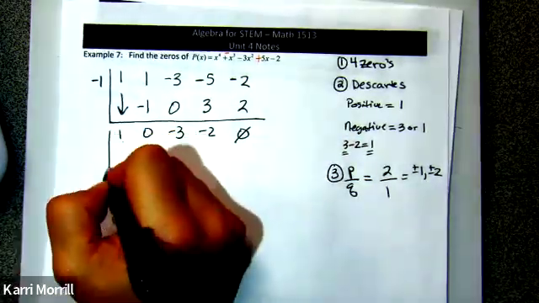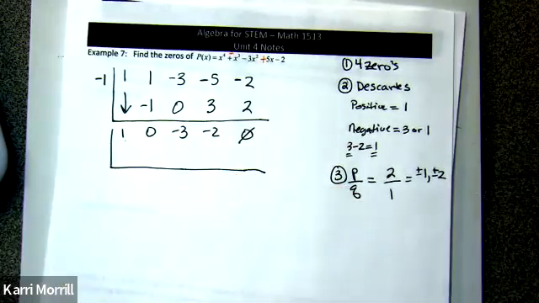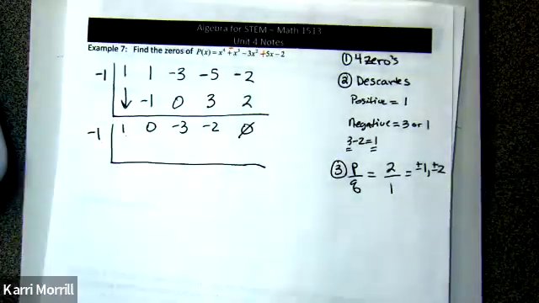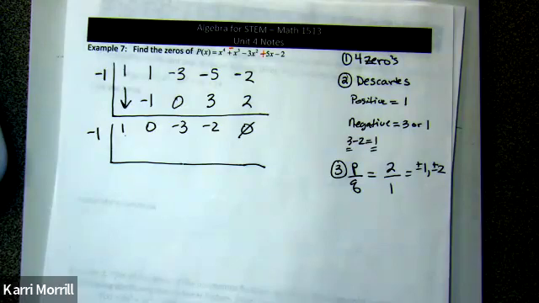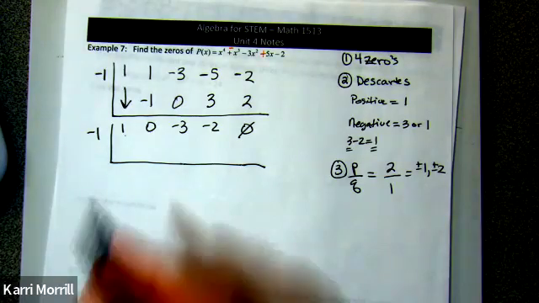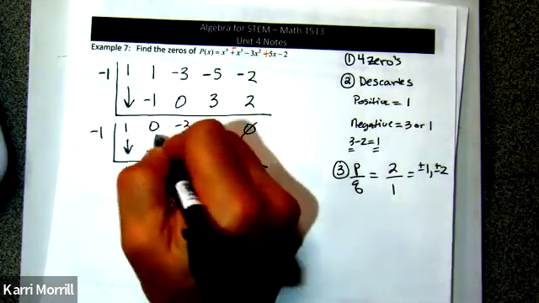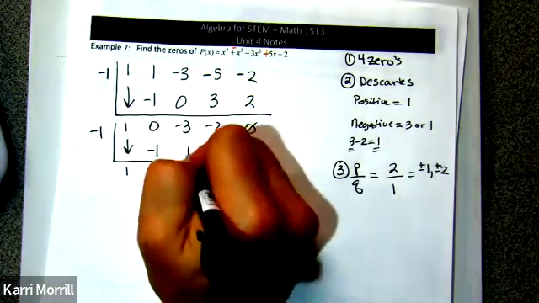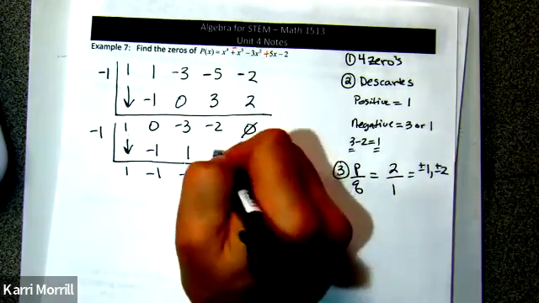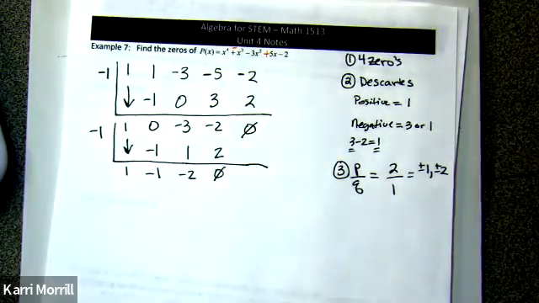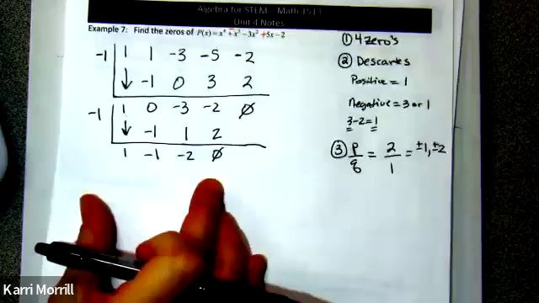Remember, you can repeat them too, especially when you don't have many options. I would try -1 again because it can be a factor more than once, as we started out today with the multiplicity thing. So we're going to bring that 1 down. -1 times 1 is -1. +1 and 2.